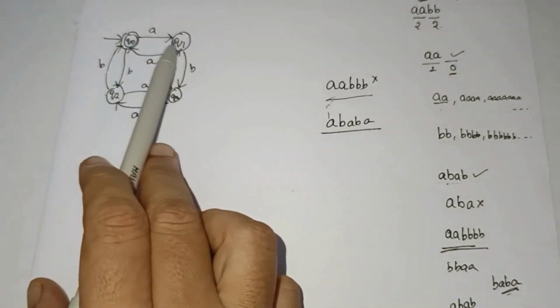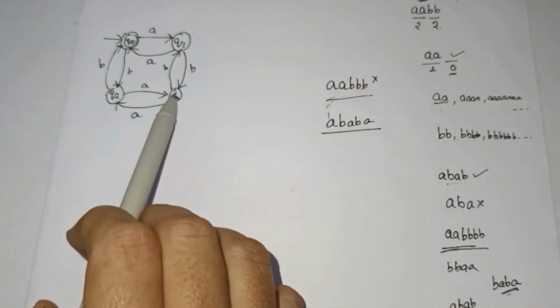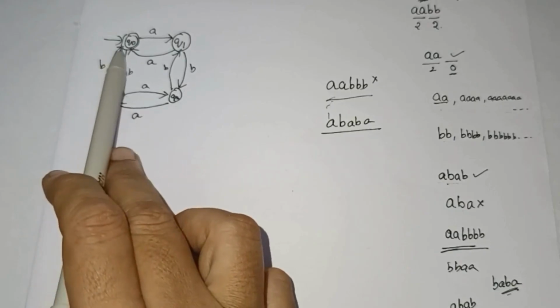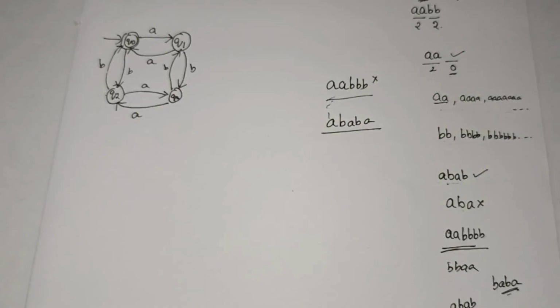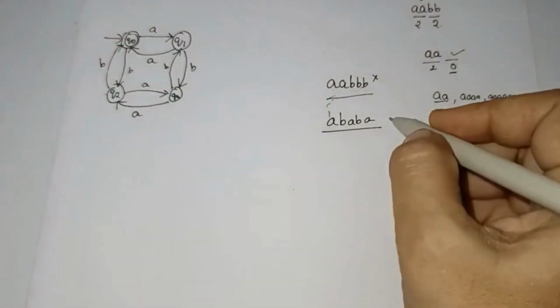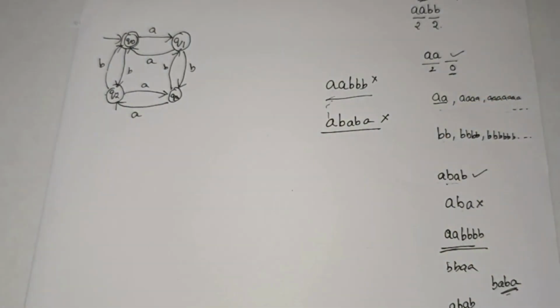Now check. A, B, A, B, A. Ending up to the non-final state. Hence the string is rejected. Okay, this is also rejected. If I get only even number of A's or B's, then only the string will be accepted. Otherwise, it will be rejected.